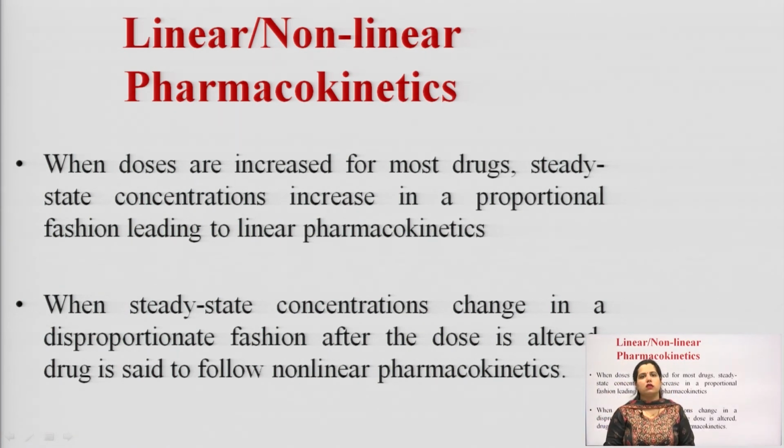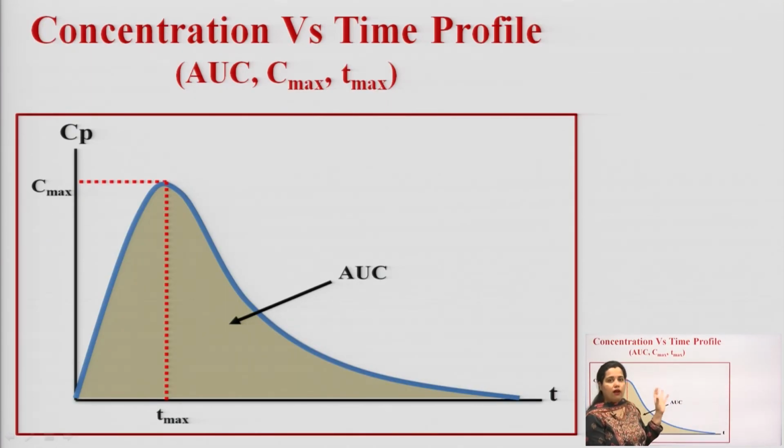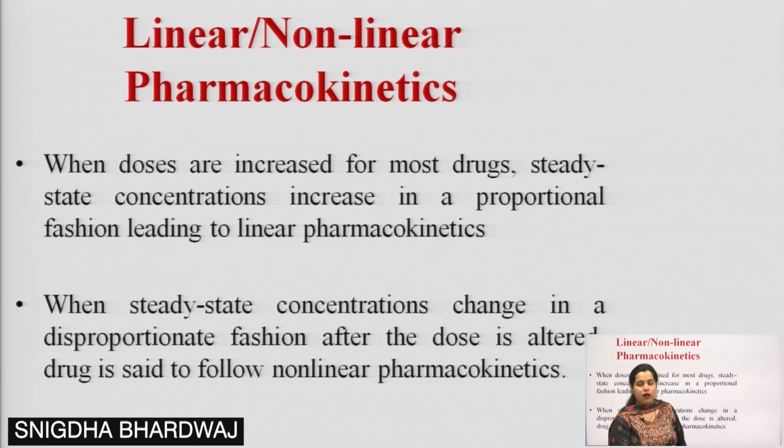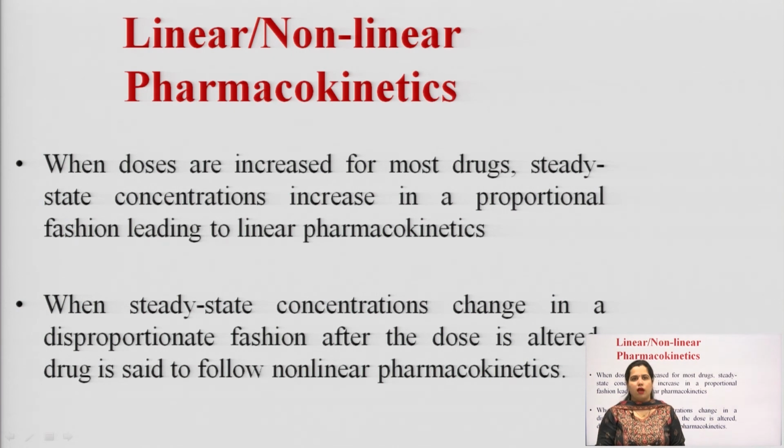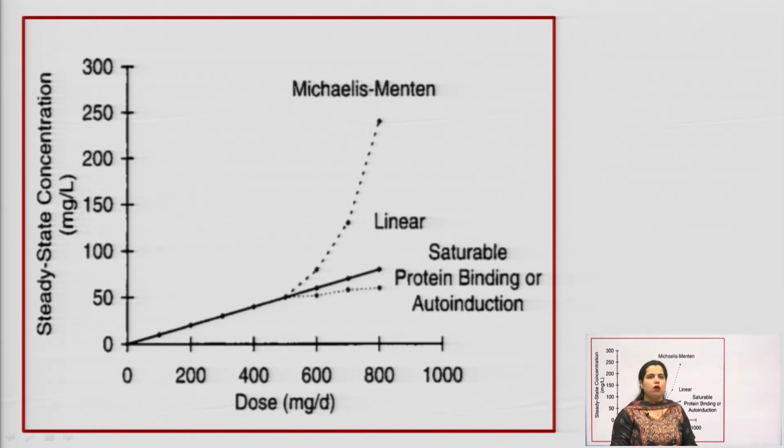When steady state concentration changes in a disproportionate fashion after the dose is altered, the drug is said to follow non-linear pharmacokinetics. Normally a drug follows standard pharmacokinetics, but when it does not follow the process due to this disproportionate fashion, it is following non-linear pharmacokinetics like this. For identifying non-linear pharmacokinetics, the Michaelis-Menten equation states several basic fundamentals.